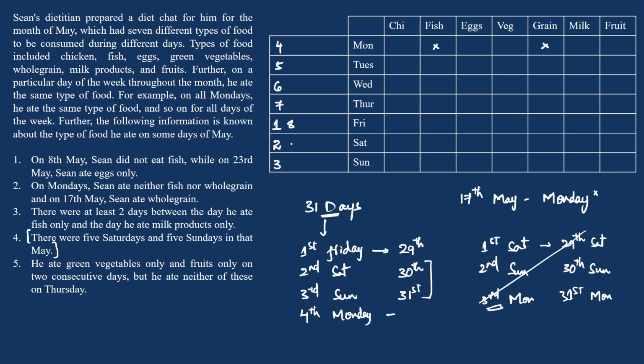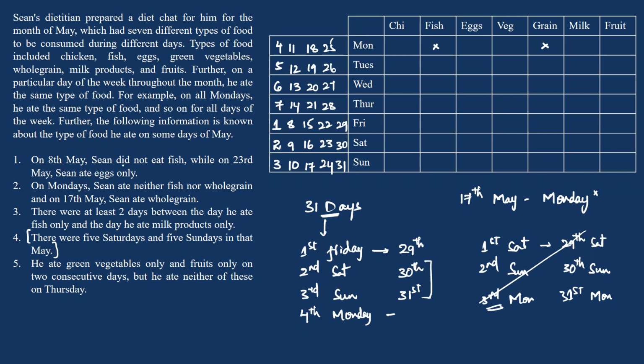Thursday, eighth Friday, ninth Saturday, 10, 11, 12, 13, 14, then again 15, 16, 17, 18, 19, 20, 21, 22, 23, 24, 25, 26, 27, 28, 29, 30, 31st. Now we can determine the day of the week with the given date in that month of May.